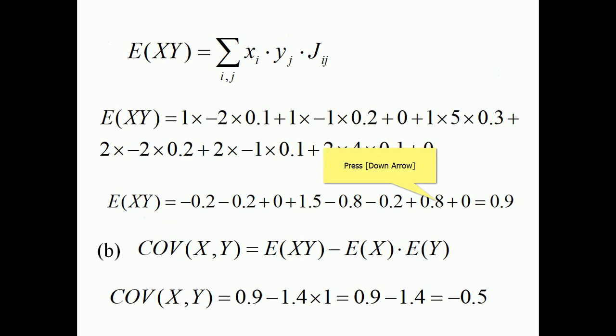E of xy is equal to summation of xi into yj into fij. It comes out as 0.9.